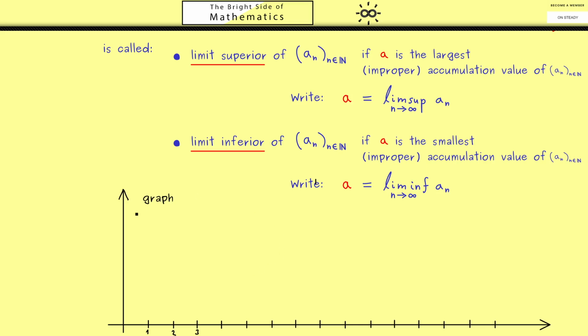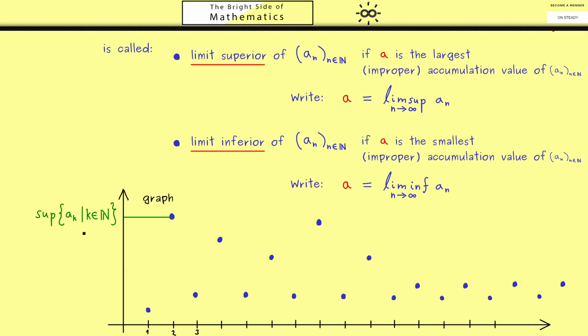So let's draw a graph for a given sequence. So we have the natural numbers on the x-axis and the real number line on the y-axis. In other words, the y-coordinates of the points give us the sequence members a_n. Therefore, you should see at this value here and at this value, we have two accumulation values. On the other hand, this point here gives us the largest value of the whole sequence. In other words, this is the supremum of a_k, where k goes through all the natural numbers.